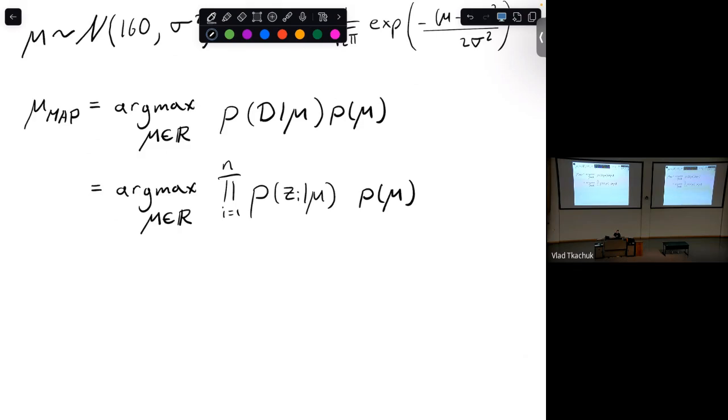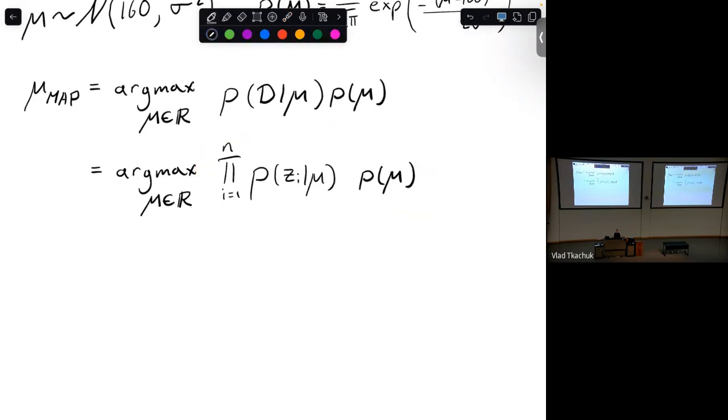Okay. And next thing is same story. We're going to want to take derivatives. Taking derivatives of products is hard. So let's take the logarithm to make this a sum. This is trying to make this into the negative log likelihood. So let's just do that in one step.